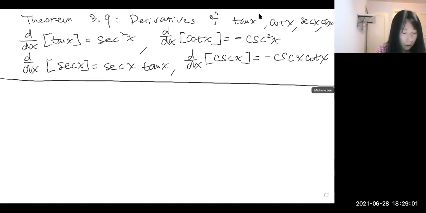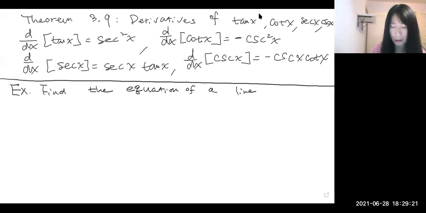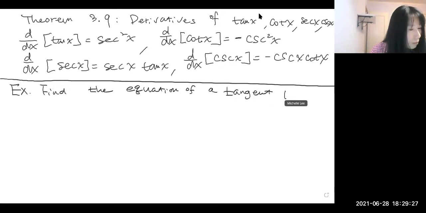All right, so this is: find the equation of a tangent line to the graph.